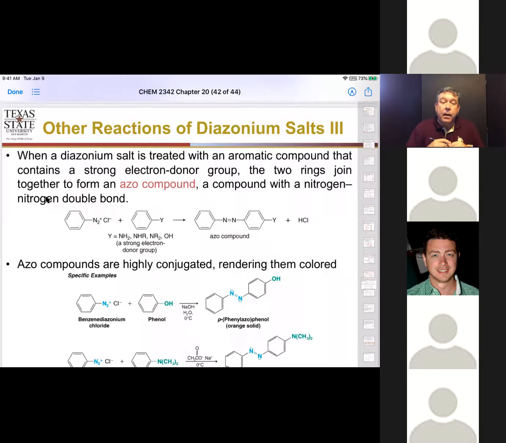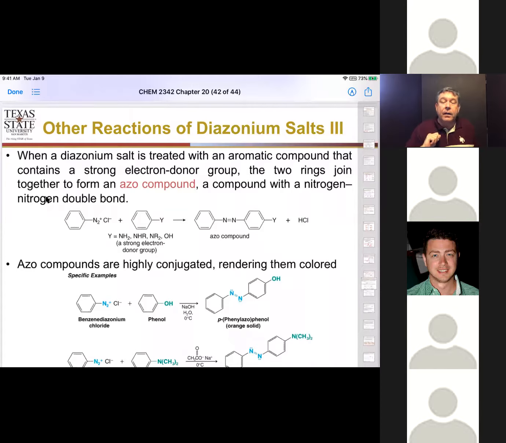An azo compound is something that has a nitrogen bonded to a carbon, double bonded to a nitrogen, and then bonded to another carbon. Because of the hybridization, these tend to be very conjugated systems, and they tend to be used in a lot of commercial dyes and colors and pigments. So instead of taking a nucleophile and displacing our nitrogen off the group, we're going to use it as the electrophile to attach to the benzene ring.